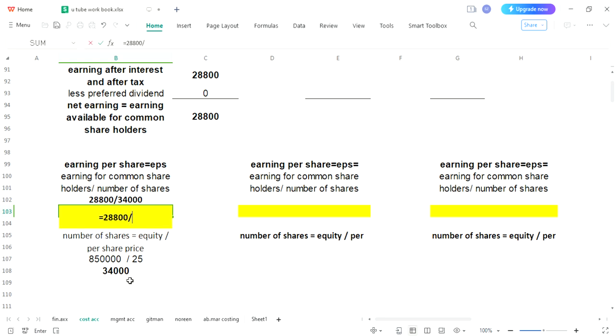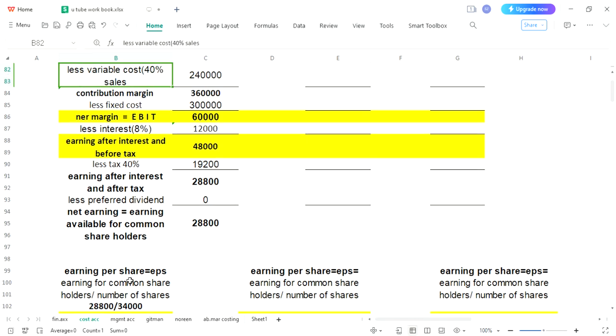28,800 would be divided by 34,000. So first earning per share has been calculated: 0.847, or 0.85 can also be written. So our first answer, please note it down, yellows are the answers.